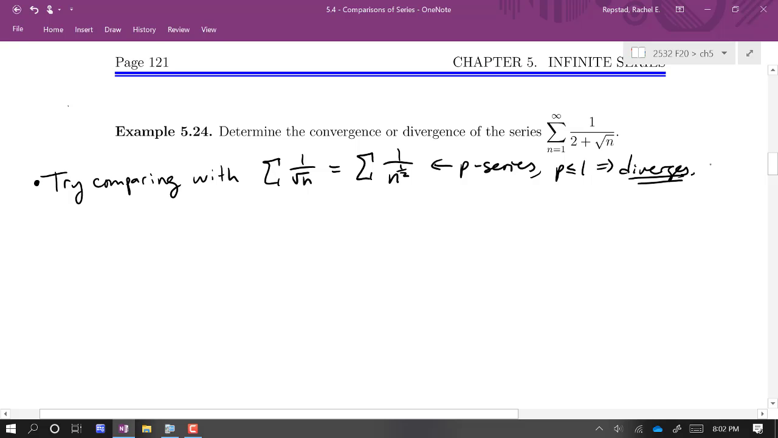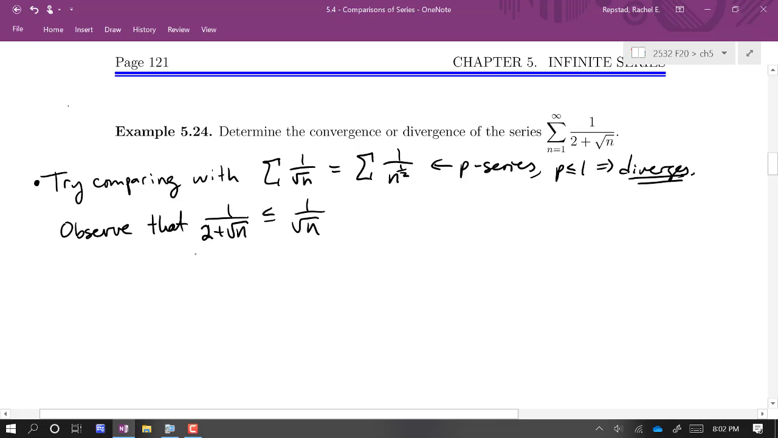And our hunch is that this series is awfully similar to the 1 over root n series, so we think that it'll probably diverge. So we want to try to make a comparison to show that. So let's observe that the terms, 1 over 2 plus root n, are less than or equal to 1 over root n for all values of n.